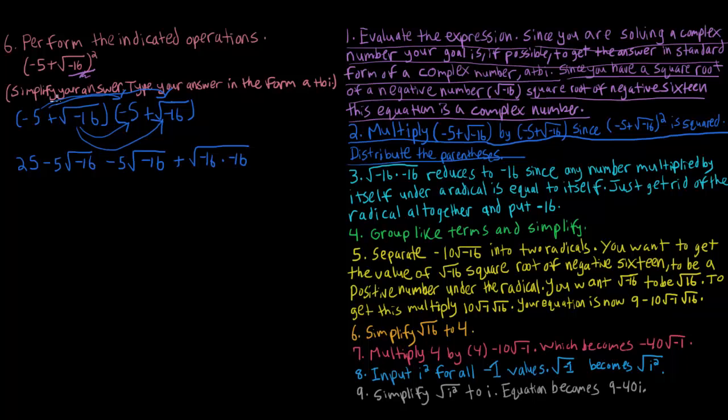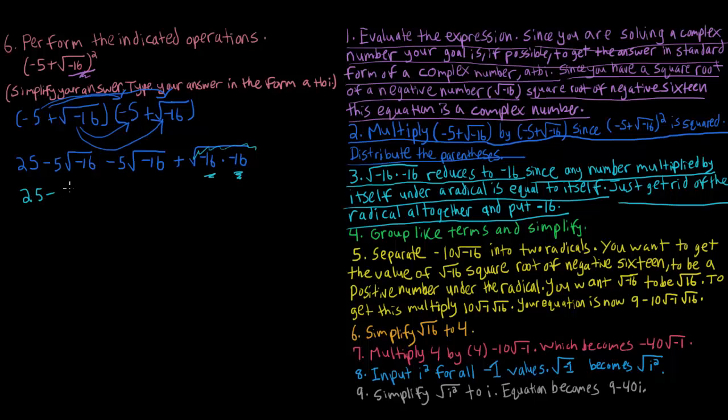Now for step 3, square root of negative 16 times negative 16 reduces to negative 16, since any number multiplied by itself under a radical is equal to itself. We need to just get rid of the radical altogether and put negative 16. So in this case, we have negative 16 times negative 16 all under a radical. And because these two numbers are by itself, we can just get rid of the radical altogether. So we end up with 25 minus 5 square root negative 16 minus 5 square root negative 16, just minus 16.